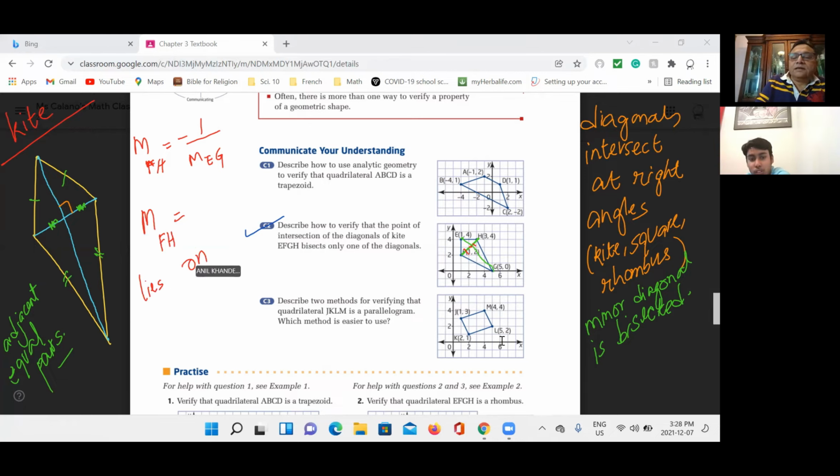The midpoint lies on line EG, so you have to find the equation of line EG, and that midpoint will follow there. That means it is a point of intersection between the two. Is that clear to you?